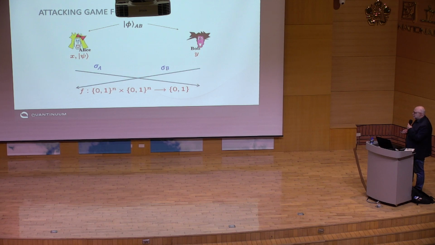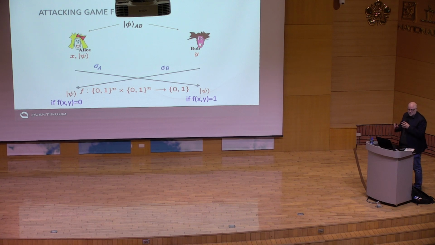What they do is they send some density matrix to each other, depending on these inputs. Bob sends density matrix sigma B, Alice sends density matrix sigma A, and then if f of xy is 1, Bob has to be able to output psi from the density matrix sigma A plus whatever he left at home from the entanglement. And Alice, if f of xy is 0, Alice has to be able to output psi. Right? This is the attacking game for Alice and Bob.